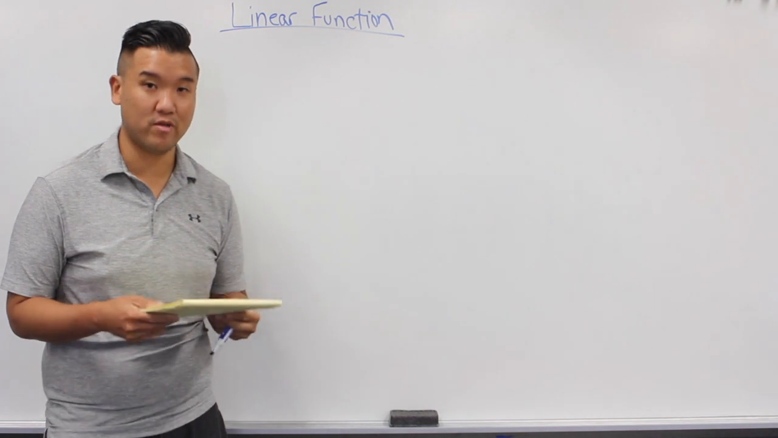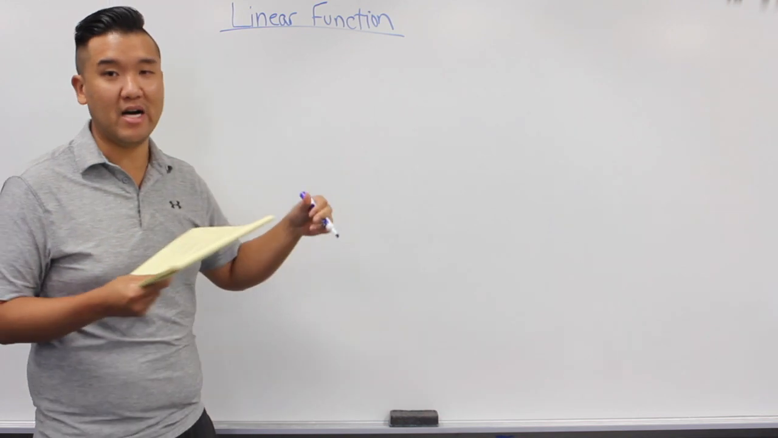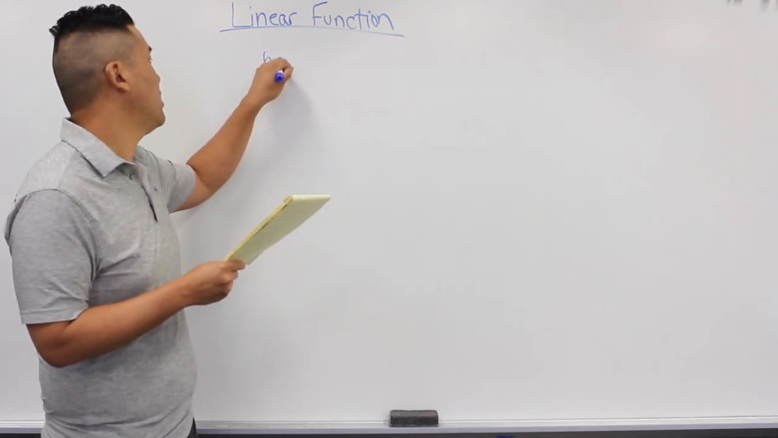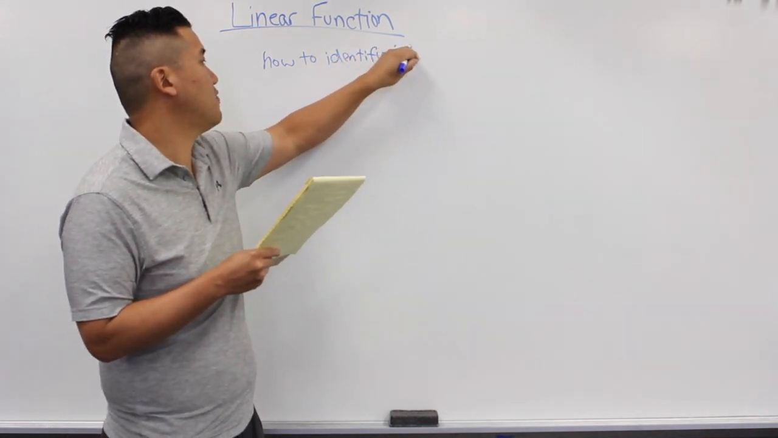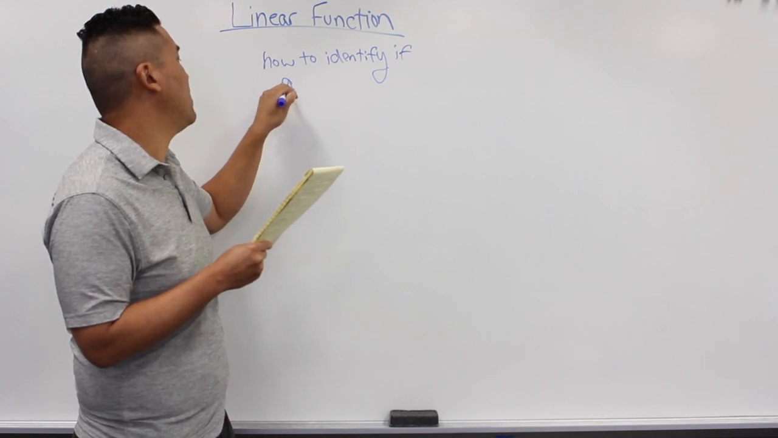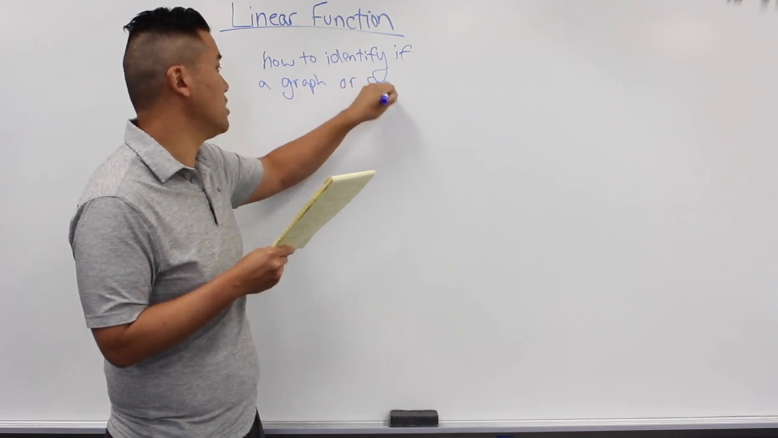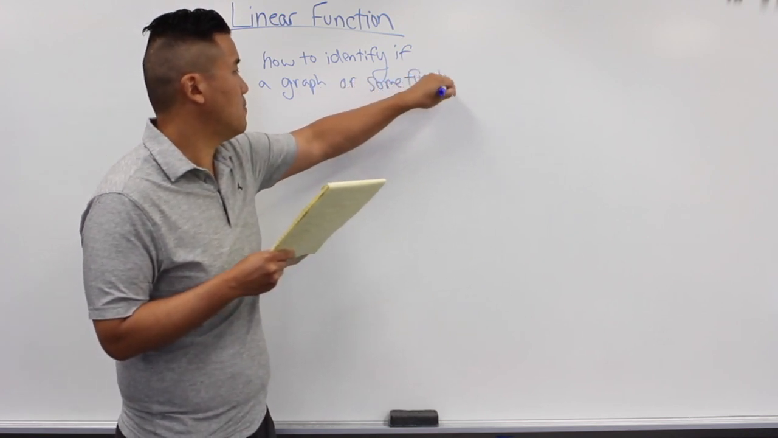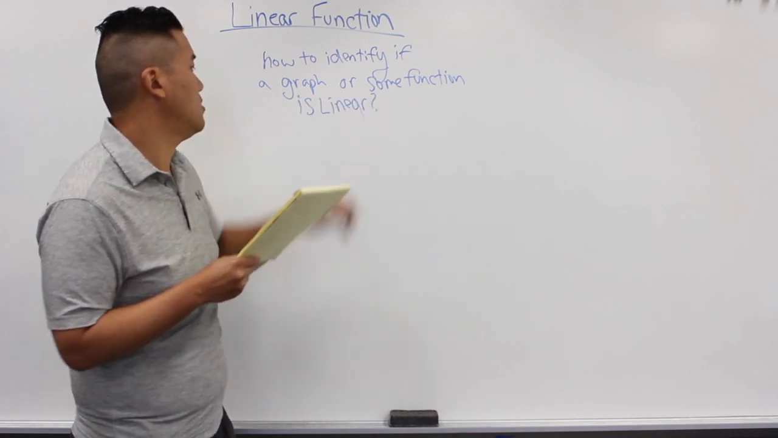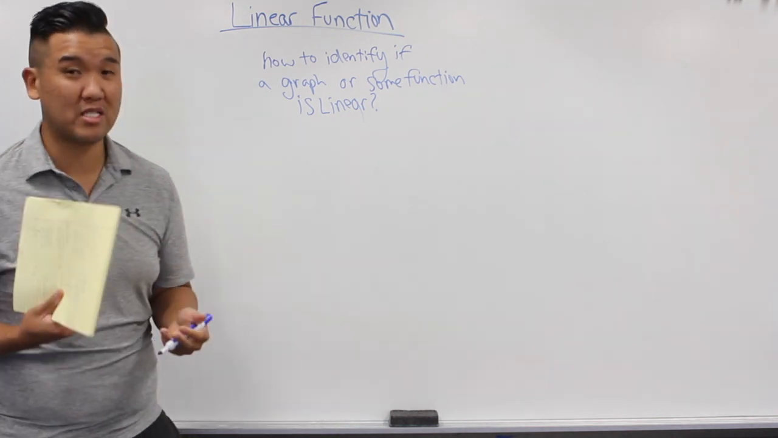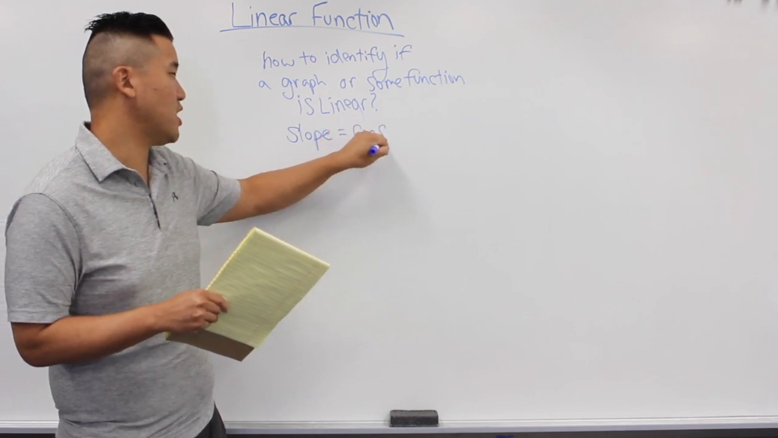All right, next part when we talk about slope: how do you identify if a graph or some function is linear? When we talk about linear, we should talk about slope. What does slope also represent? Slope also represents constant rate of change.